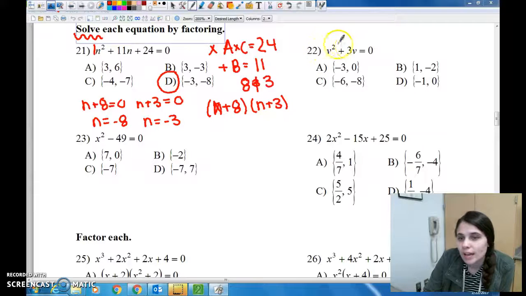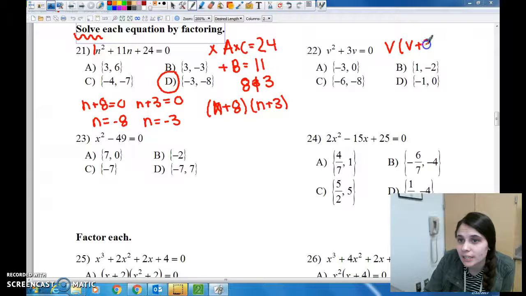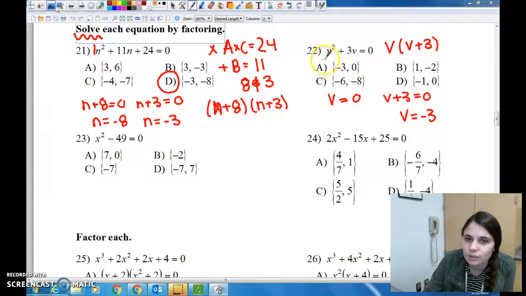Number 22 only has two terms, so I should have mentioned this on number 21, but the first thing you should always do when factoring is see if there's a greatest common factor you can pull out, and in this case there is. Both of them have a v, so I'm going to factor out a v, and then I'm left with v plus 3. And notice I now don't have v squared or v cubed or v anything. My v's are by themselves, so I can right from here set each factor equal to 0. So I set v equal to 0 and v plus 3 equal to 0, and I minus 3 from both sides, and v equals negative 3 and 0, which is option A.